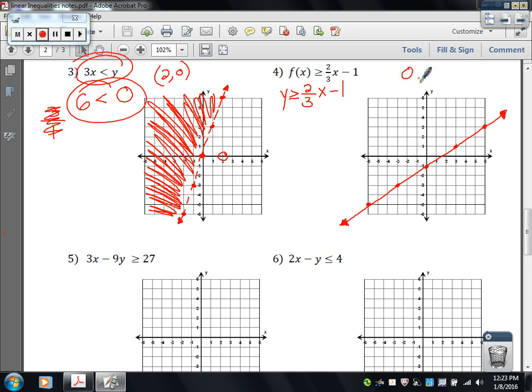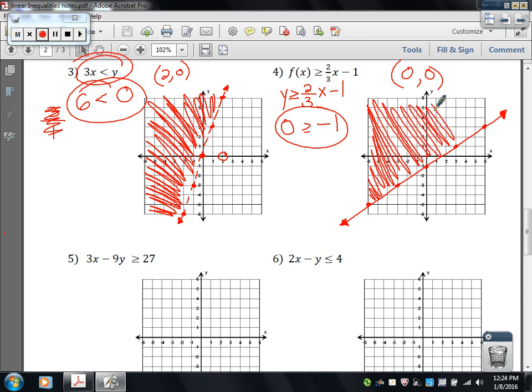So I'm going to plug the ordered pair 0, 0 into my inequality. So what do I plug in for y? 0 is greater than or equal to, what's 2/3 times 0? 0. And then what's 0 minus 1? -1. Is this true? Is 0 greater than -1? It is. So since when I plug this point in, it worked, where do I shade? I shade right there. So remember my cheat that I did? Was my prediction right? Sure was. The cheat worked.